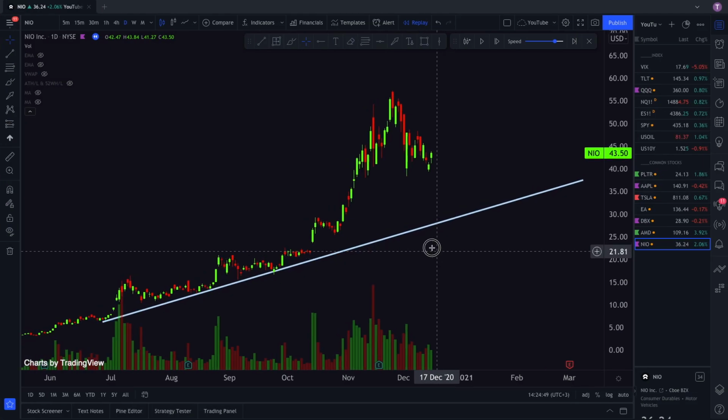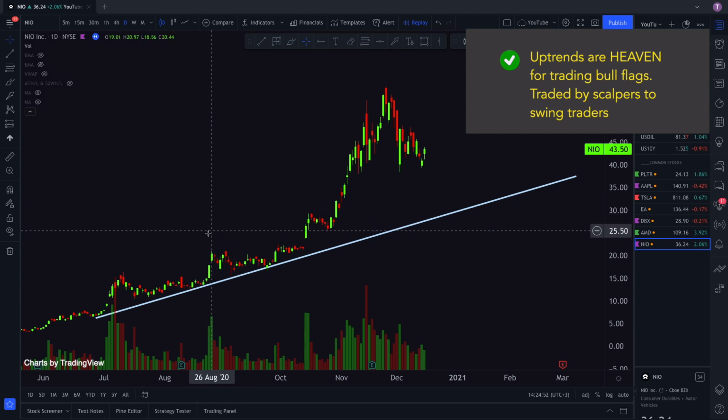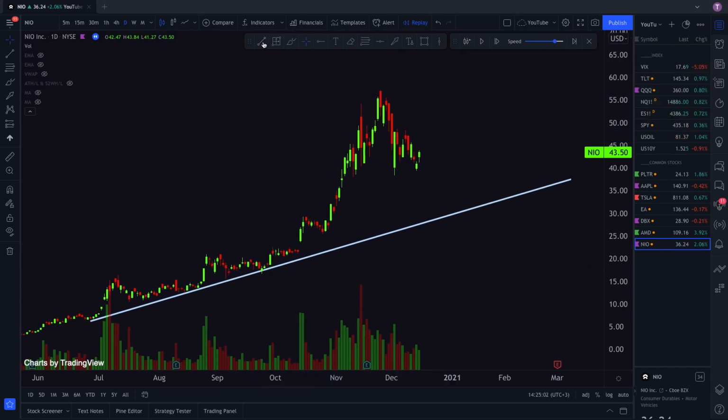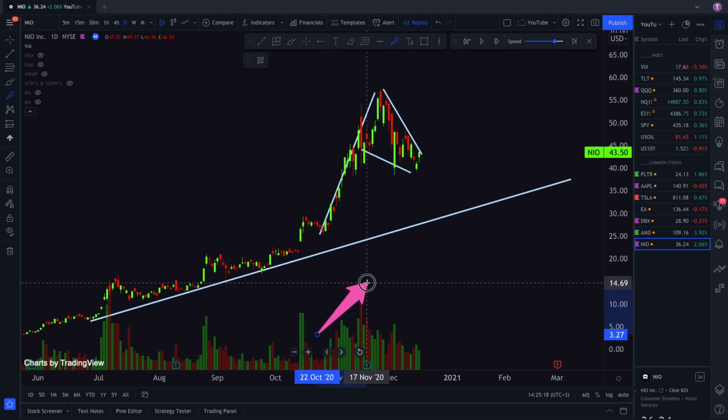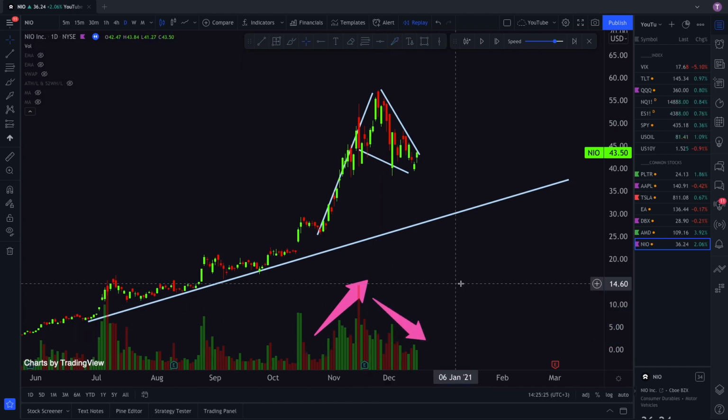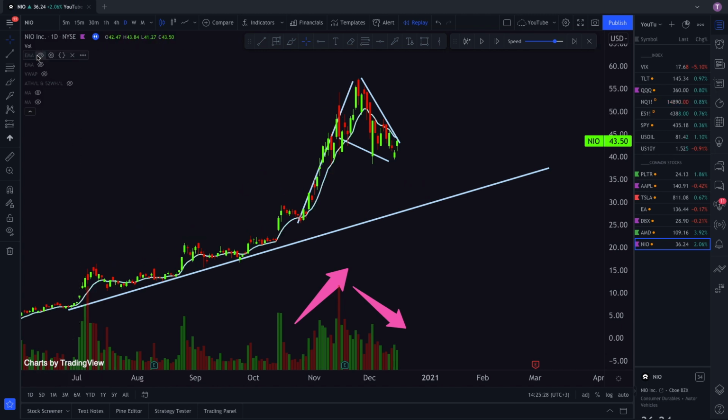So, let's talk about bull flags on uptrends. As you can see, NIO has had this significant uptrend for a long time. And it's forming a nice bull flag just over here. This is the pole. And as you can see, the flag shape here. And if you check the volume, it's rising with the pole and decreasing with the consolidation period. Finally, I'm checking with EMA 9 and 20 for an extra confirmation that we are coming to an end of the consolidation period.